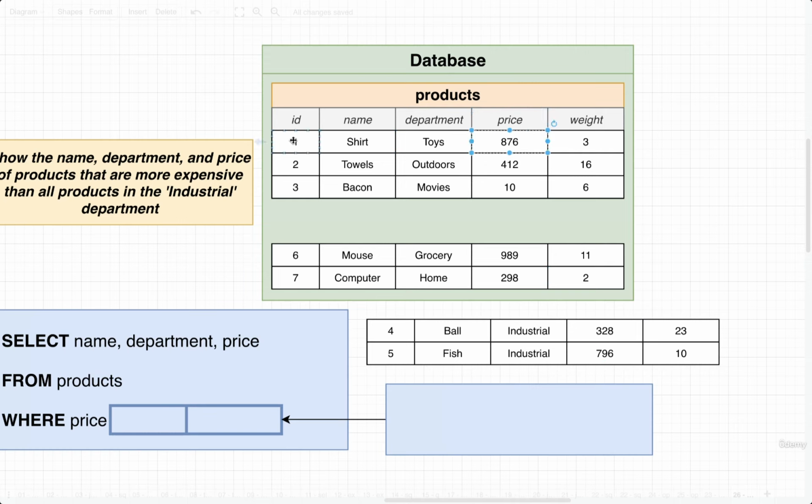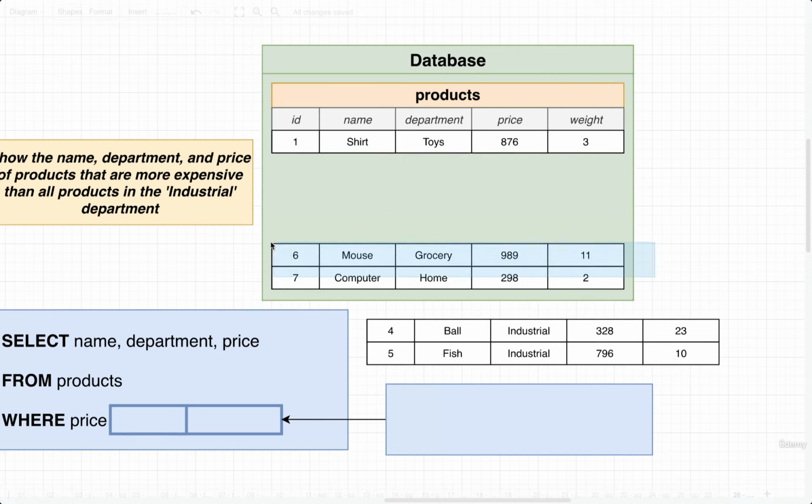So we'll start off first with the first product right here, which has a price of 876. That is definitely greater than both 796 and 328. So the first product would stick around. The second one has a price of 412, which is not greater than all these different values. So we would dump that. The next one has a price of 10, definitely less than the products inside of industrial. So we'd lose that. The next one has a price of 989, which is greater than both these, so it would stay around. And then finally, 298 is less, so we would dump it.